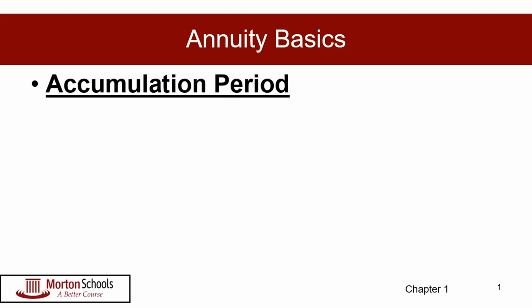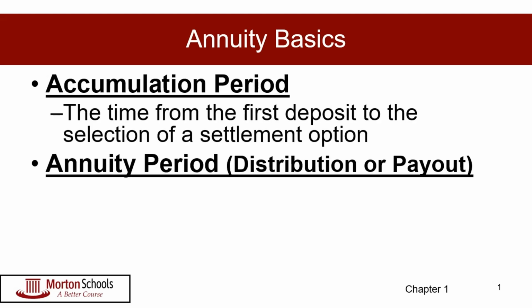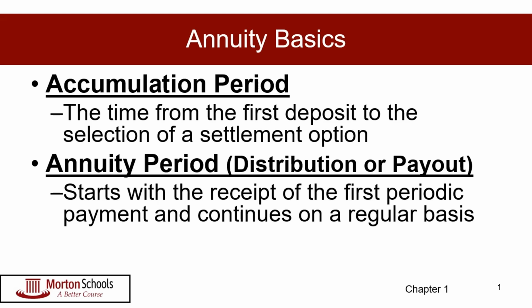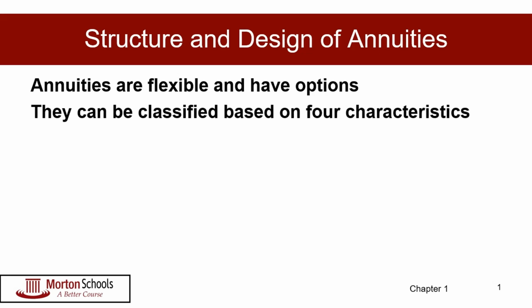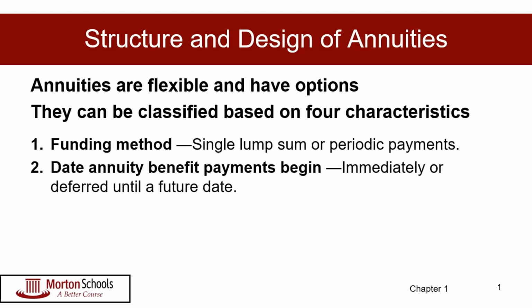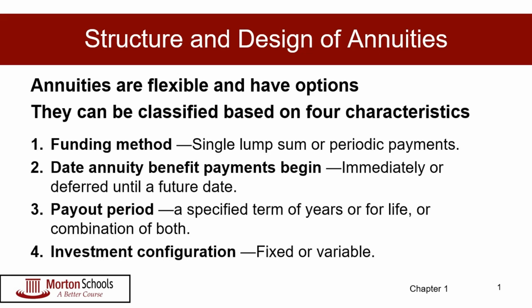There are two distinct time periods in an annuity. The accumulation period is the time from the first deposit to the selection of a settlement option. The annuity period, or distribution period, starts with the first periodic payment and continues for the life of the annuitant. Annuities are flexible and can be classified based on four characteristics: funding method, date the annuity benefit payments begin, payout period, and investment configuration.